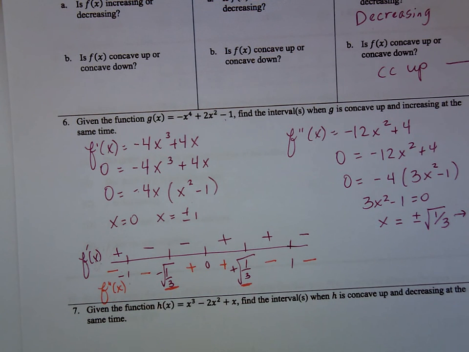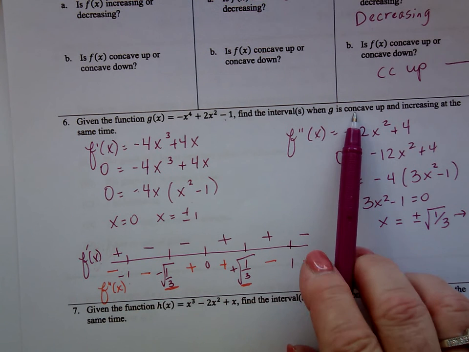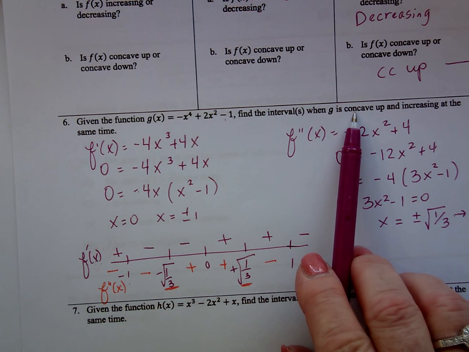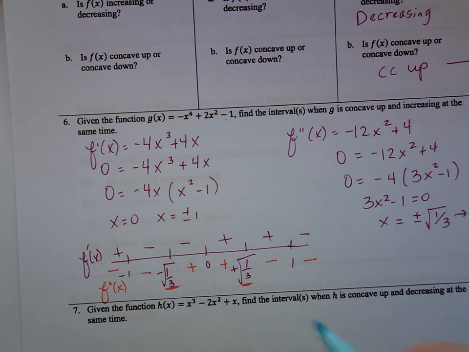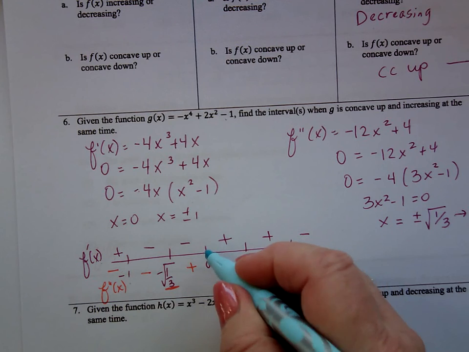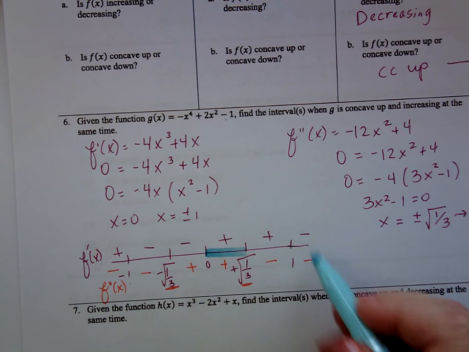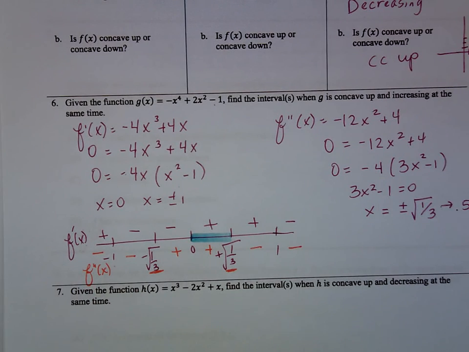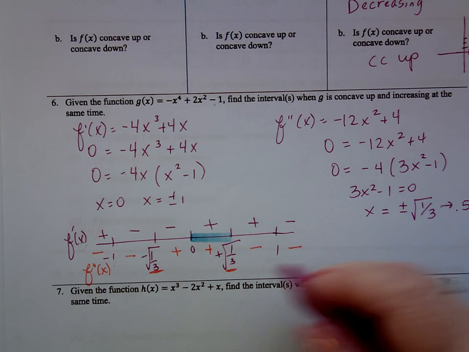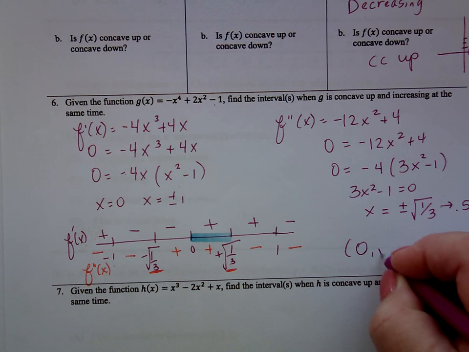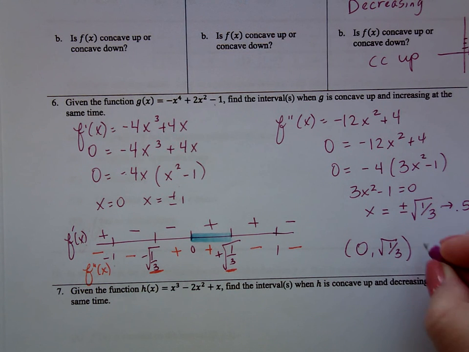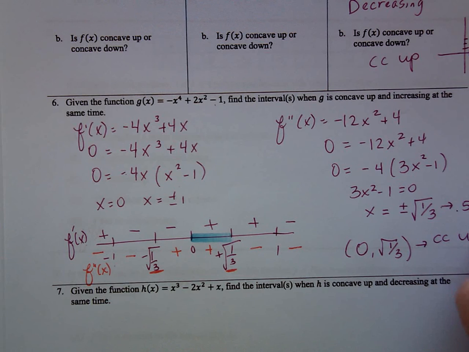All right, now I can answer any question they give me about this. Where is it concave up, second derivative positive, and increasing, first derivative positive? Let's read the graph. I want positive, positive. Nope, nope, nope, yup. Nope, and nope. So the only place where this guy is concave up and increasing is between 0 and positive square root of 1/3. This is where it is concave up and increasing at the same time.